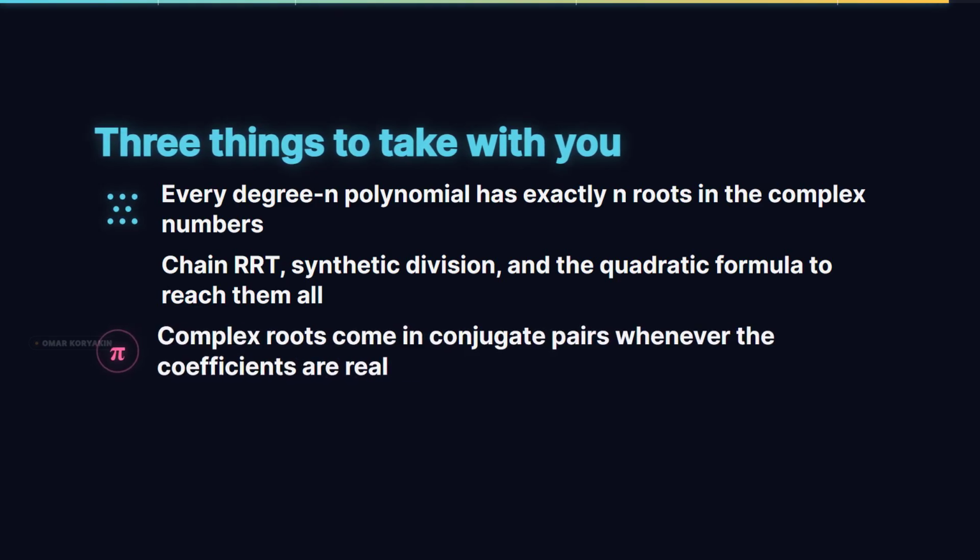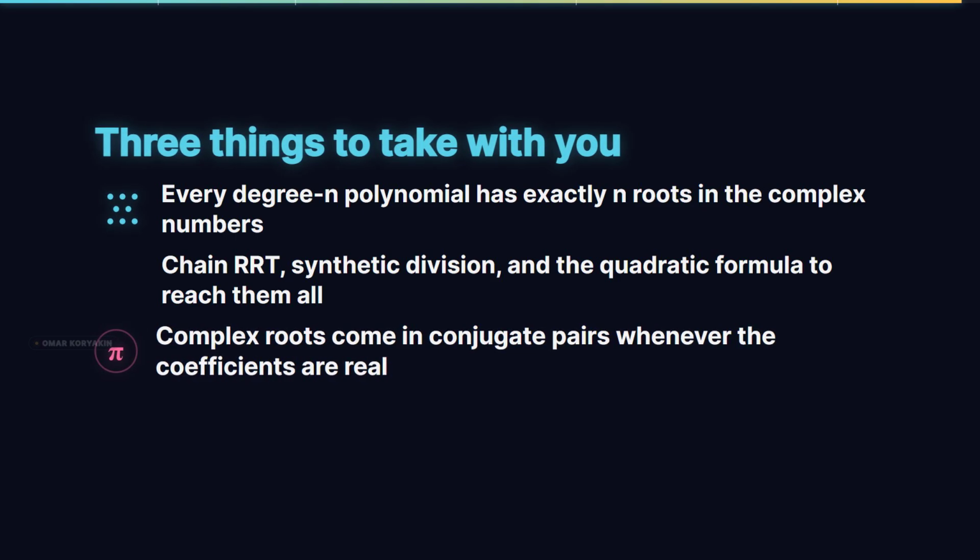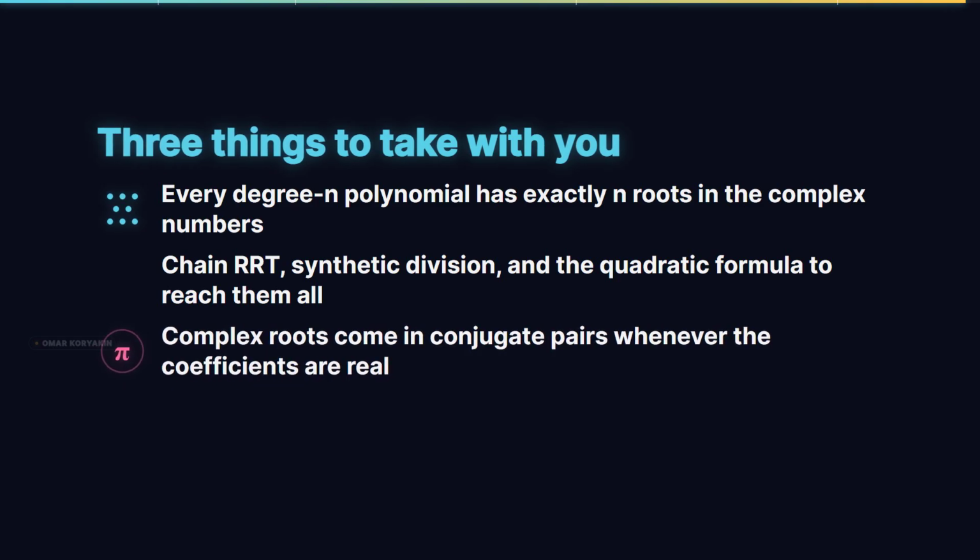If a plus bi is a root, then a minus bi is also a root. That symmetry is why the imaginary roots in example 2 appeared as plus and minus 2i, mirror images across the real axis.